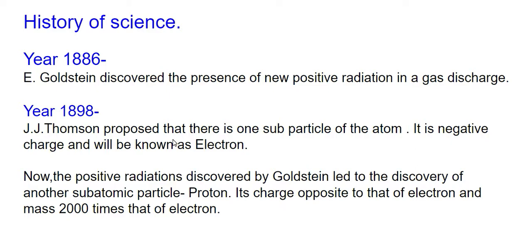At around the same time, E. Goldstein discovered the presence of new positive radiation. That new radiation discovered by Goldstein led to the discovery of another subatomic particle. Around when the electron was discovered, the proton was also discovered. Its charge is opposite to that of the electron and its mass is about 2000 times that of an electron. So these 2 years were the major years in the discovery of subatomic particles of the atom.